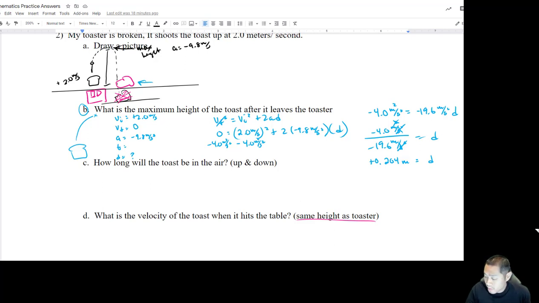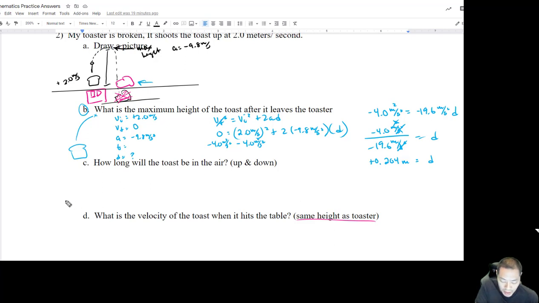Either way, it's fine. I'm not a big deal about sig figs right now. On the next one, how long will the toast be in the air? So you have 2 choices to do here. We know, actually let's assume we don't know. We want to know when it comes back down. We're going to assume when it's right there.